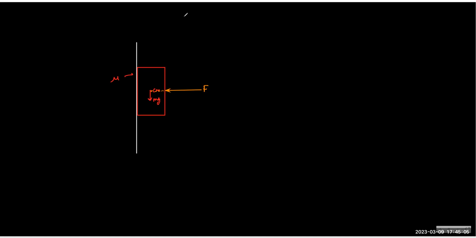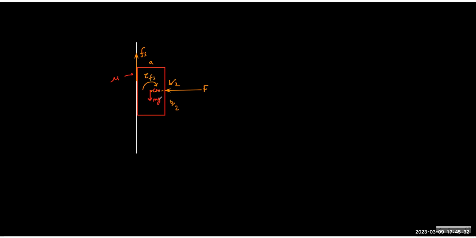Now, how will the friction act? If the tendency is to slip down, friction will act upward. Let's say it is at rest. This length is A, this length is B. So, how is Fs trying to create the torque? Fs will create torque like this, clockwise.